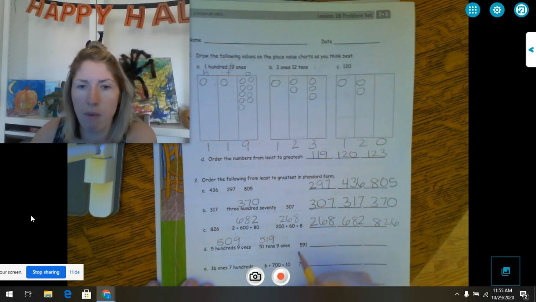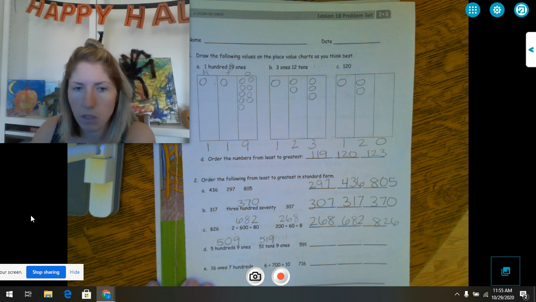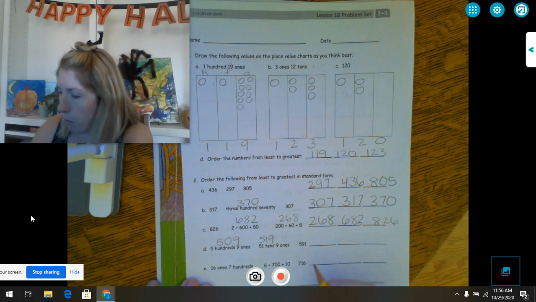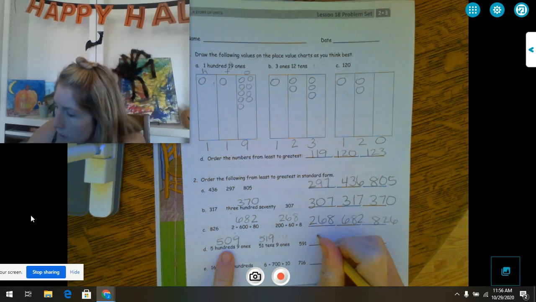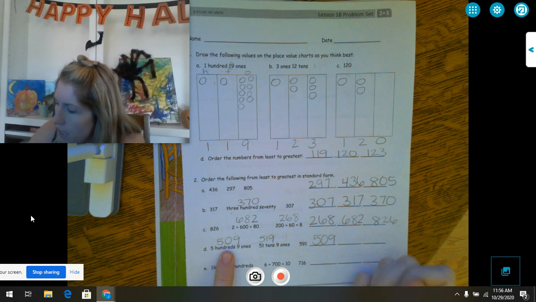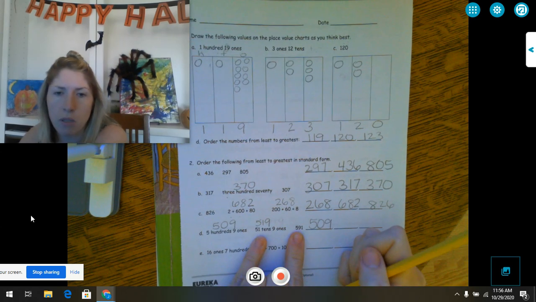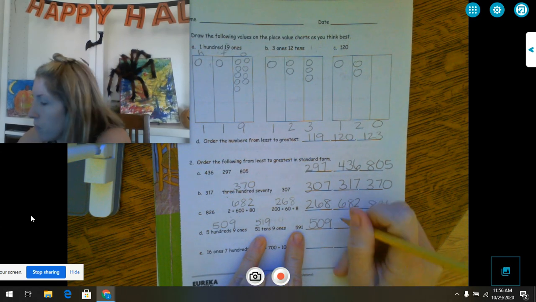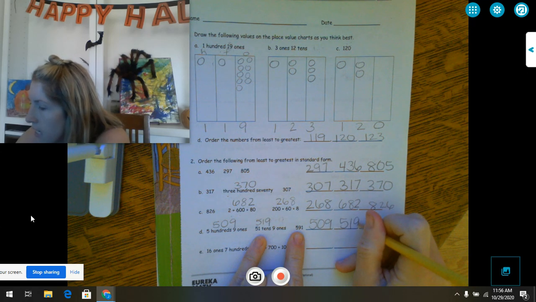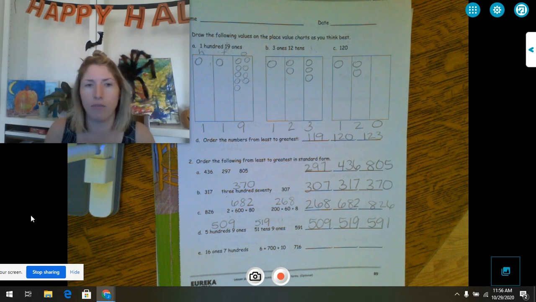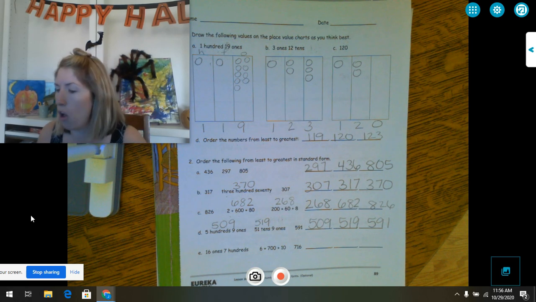Okay. And then we have 591. So they all have a 5 in the hundreds place. That doesn't help. Let's look at the tens. I see a 0 in one of their tens place. So that's going to be their smallest number, 509. And then we have a 9 or a 1 in the tens place. Which of those numbers is smallest? 519. And last, 591. See, these aren't so bad at all.